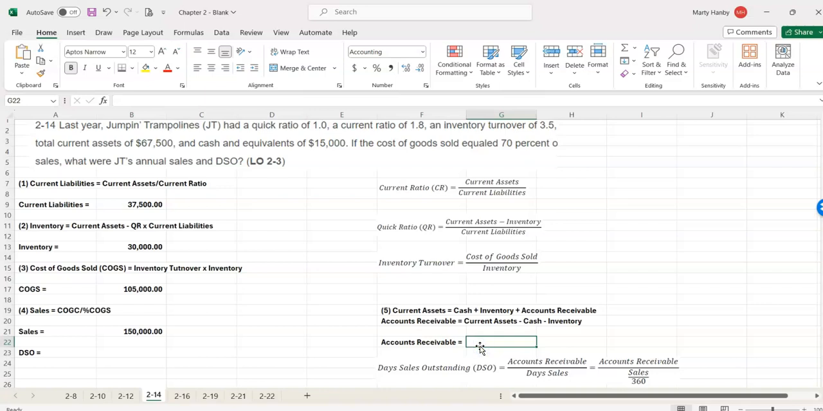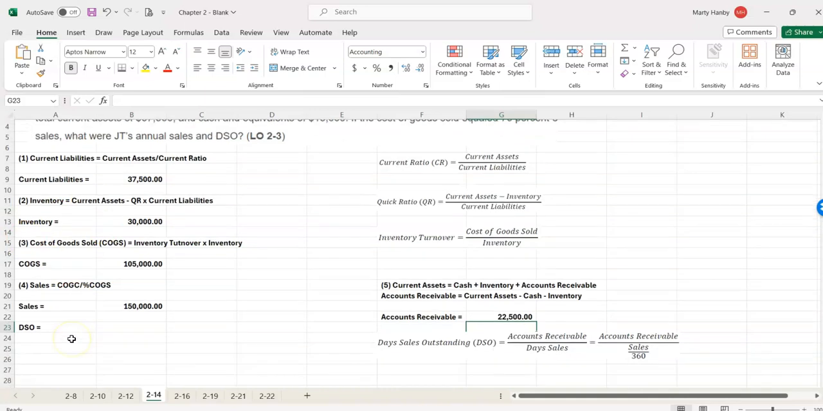Next step is to calculate my accounts receivable. My current assets, this is from the balance sheet. Current assets are equal to cash plus inventory plus accounts receivable. So if we rearrange the equation, accounts receivable equals current assets minus cash minus inventory. So current assets are 67,500, minus the cash 15,000, minus inventory, which is over here, 30,000. So my accounts receivable are 22,500.